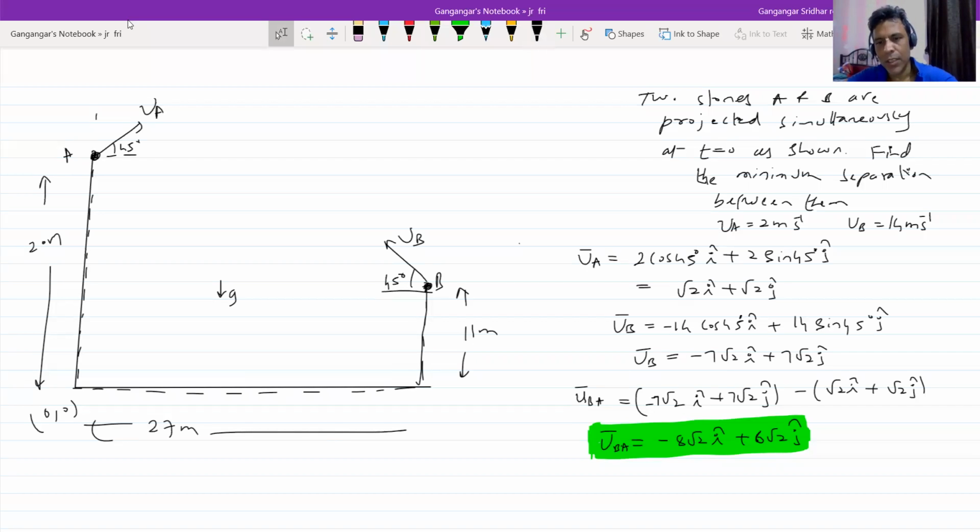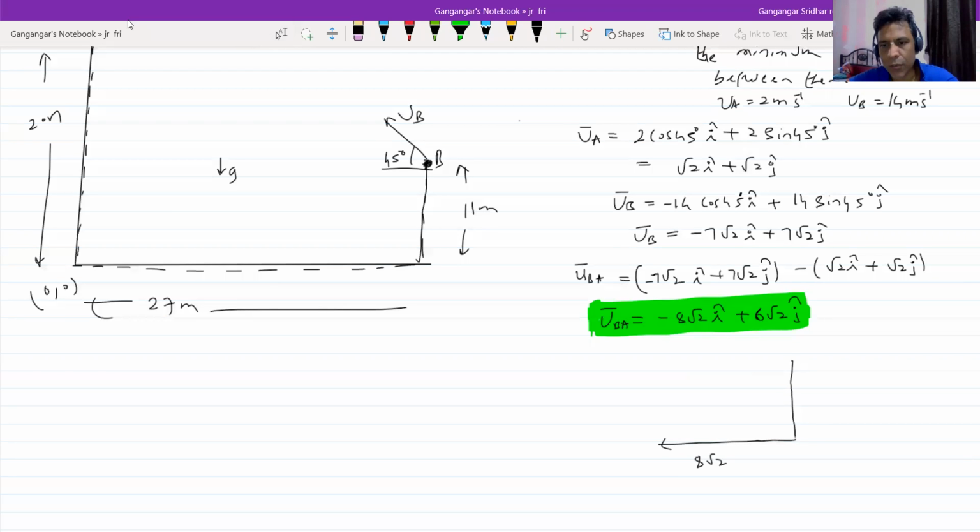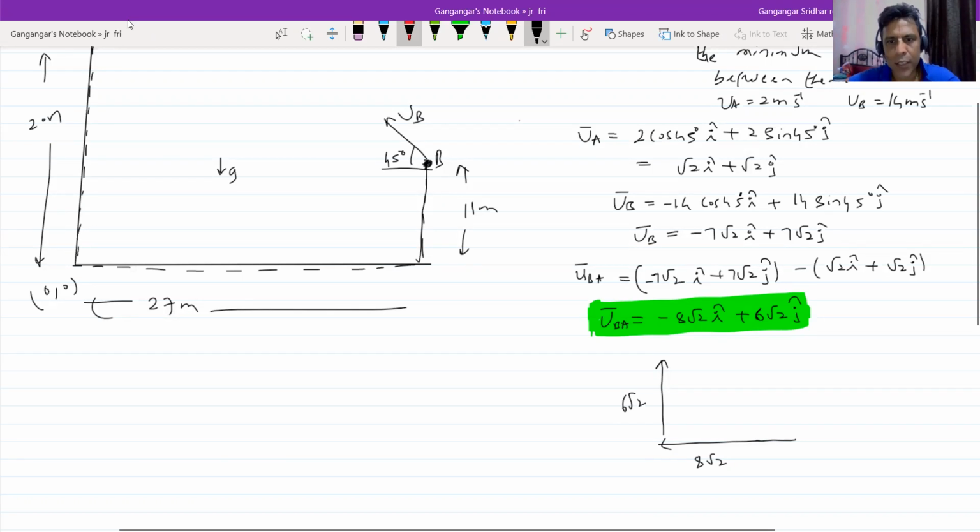So now, what is the method? We used to draw a triangle, no? Velocity triangle. So the velocity triangle is like this. This is 8 root 2, I should draw it below, and this is 6 root 2, that I'll show here. So the resultant UBA vector will be in this direction. Let me call that angle alpha.